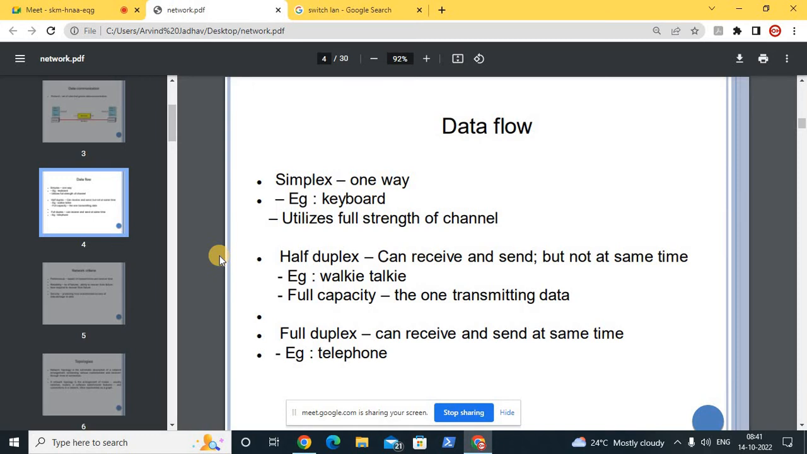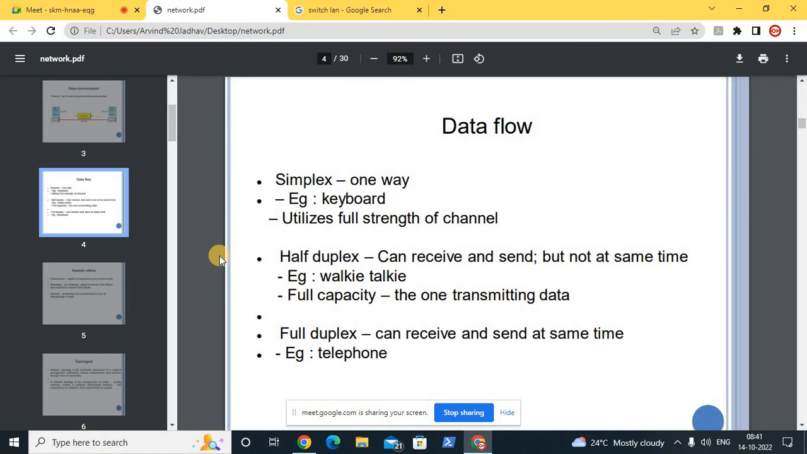Okay, and the basic simplex example is called a keyboard. Okay, so it utilizes the full strength of the channel, one way. For example, assume that I have a mouse, so I can provide only input. I have a keyboard, I have provided only input. I cannot use this device in another place. Okay, for example, I want to use a mouse. Mouse will provide an input. Whenever we click that, it will open. Whenever we close that, it will be closed. Okay, so simply it will provide the input.